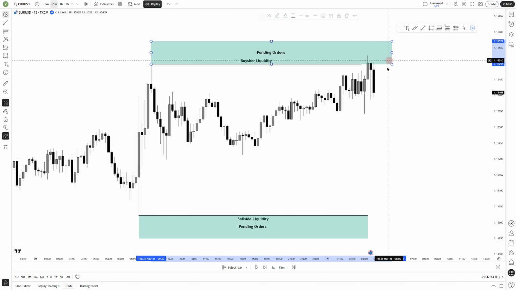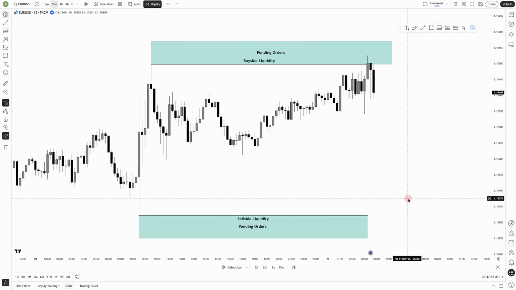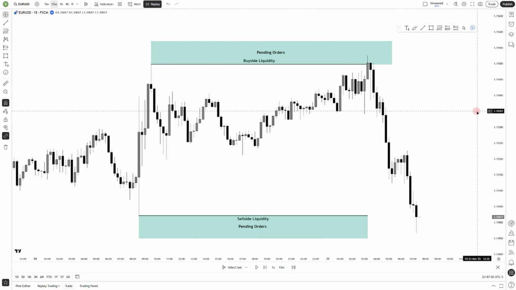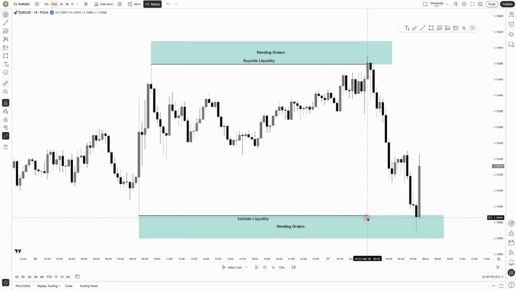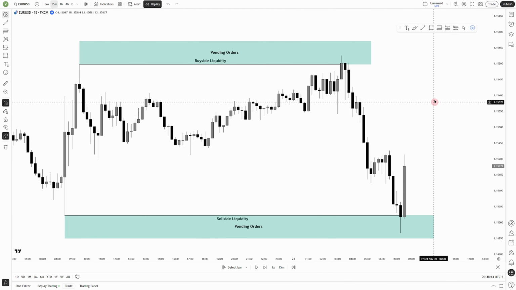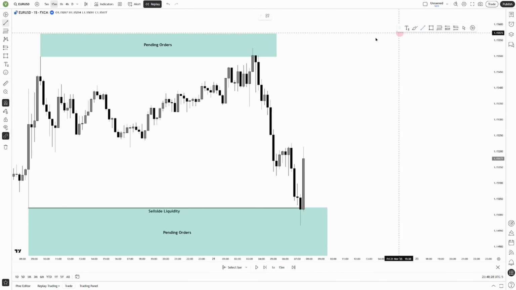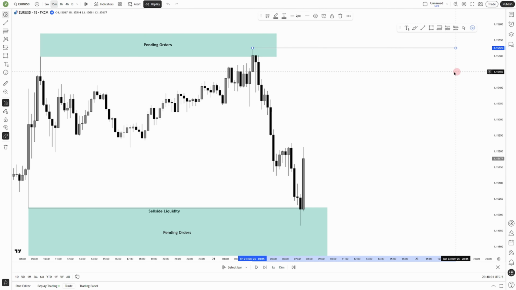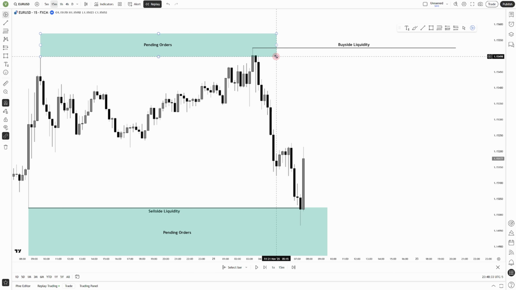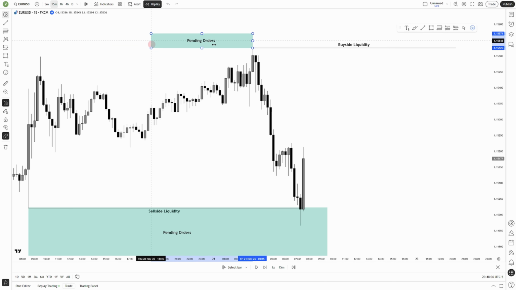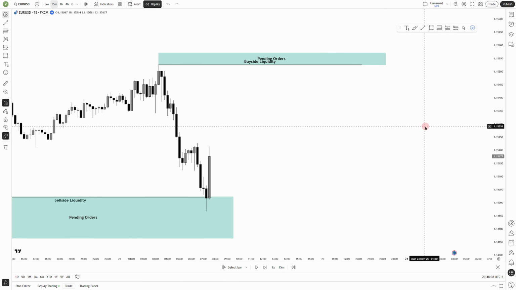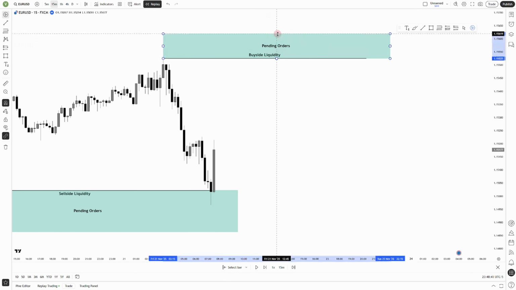So now the price has swept the buy-side liquidity, which means price has filled all the pending orders, and now it should move towards the sell-side liquidity to fill those pending orders. So look, after taking our buy-side liquidity, price simply moved lower towards our sell-side liquidity to fill these sell-side orders. Now we have a new high here, so this high now becomes our buy-side liquidity level. For example, now there are pending orders above this high.